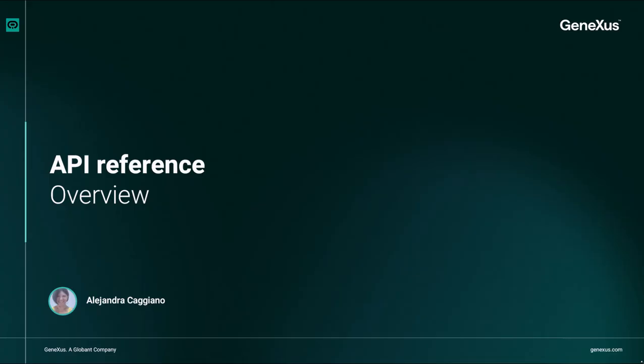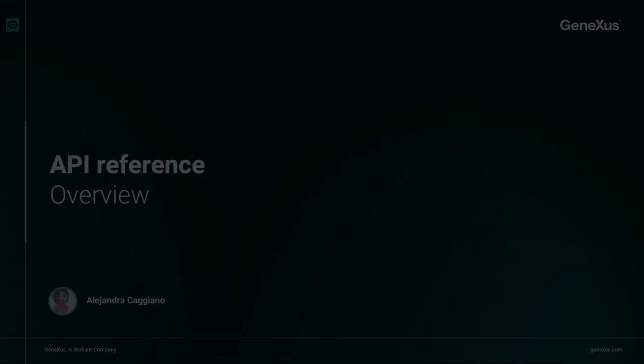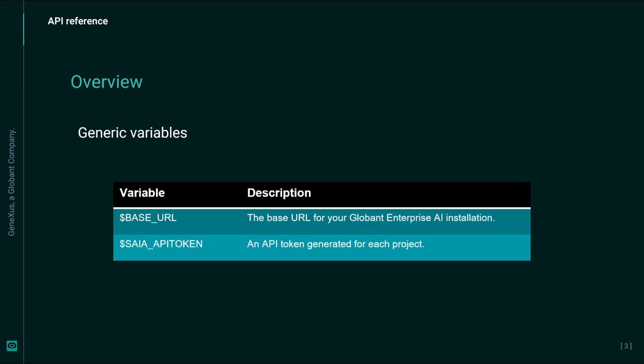Globant Enterprise AI provides a set of different APIs that, on one hand, allow for integration with large language model (LLM) systems, and, on the other hand, enable interaction with the different assistants defined. In order to use these APIs, it's necessary to consider the following generic variables.